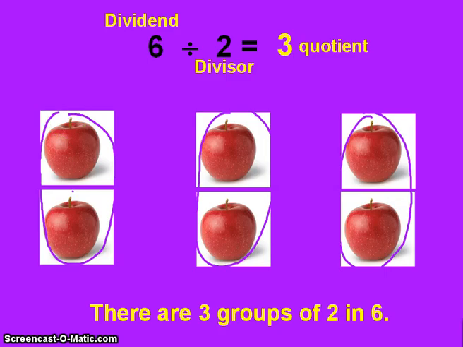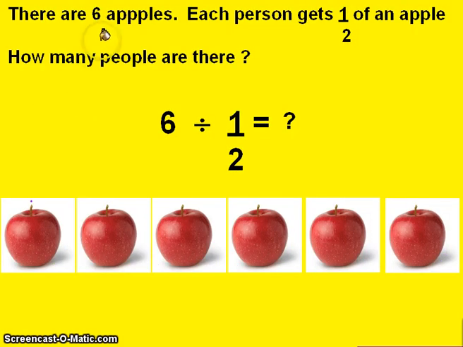Let's look at this problem in a different way. Let's say we still have 6 apples, but each person is going to get half of an apple this time. We want to know how many people are there that will get apples. Well, now our division equation looks a little different. We have 6 divided by half.